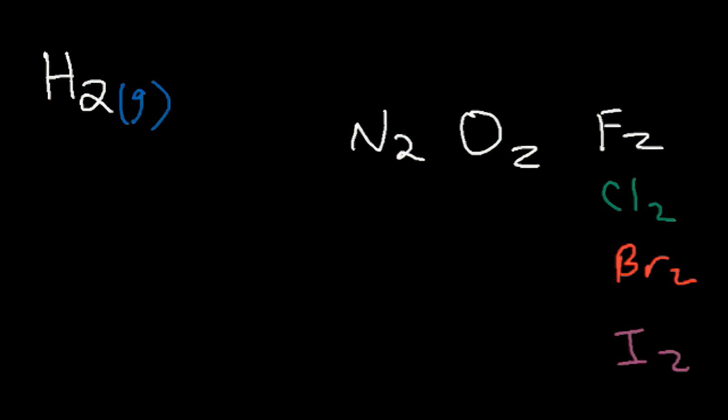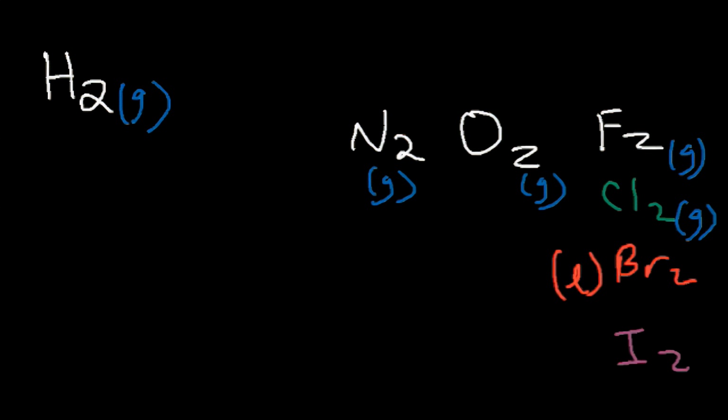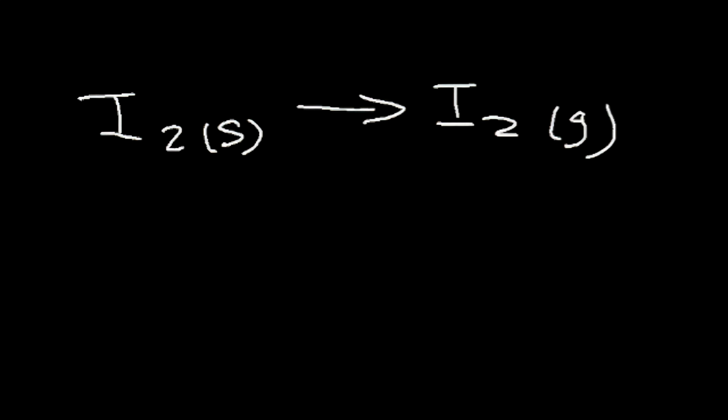Hydrogen is a gas at room temperature. Nitrogen is a gas, oxygen is a gas, fluorine is a gas, chlorine is like a greenish gas, bromine is a red liquid, and iodine is a purple volatile solid. Iodine, under standard temperature and pressure conditions, even though it's a solid, can sublime directly into a gas. Whenever a substance goes from a solid to a gas, it's known as sublimation. So make sure you know your 7 diatomic elements.